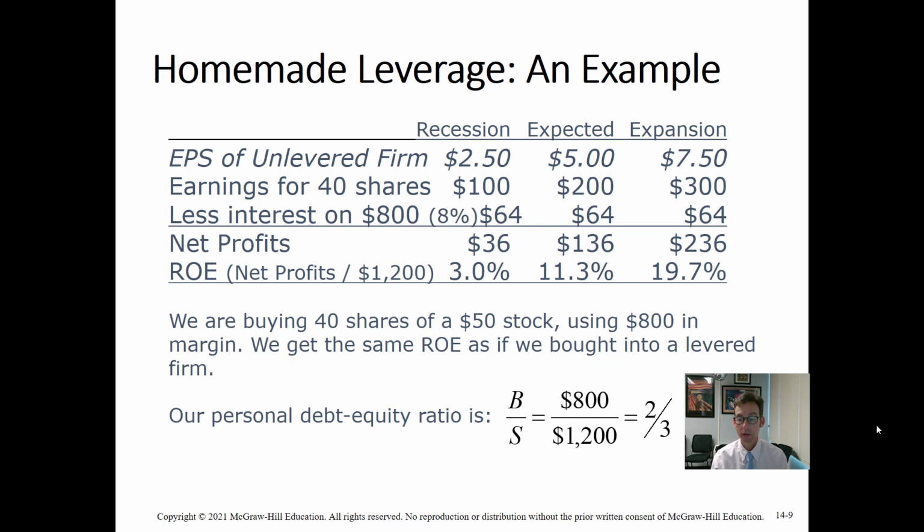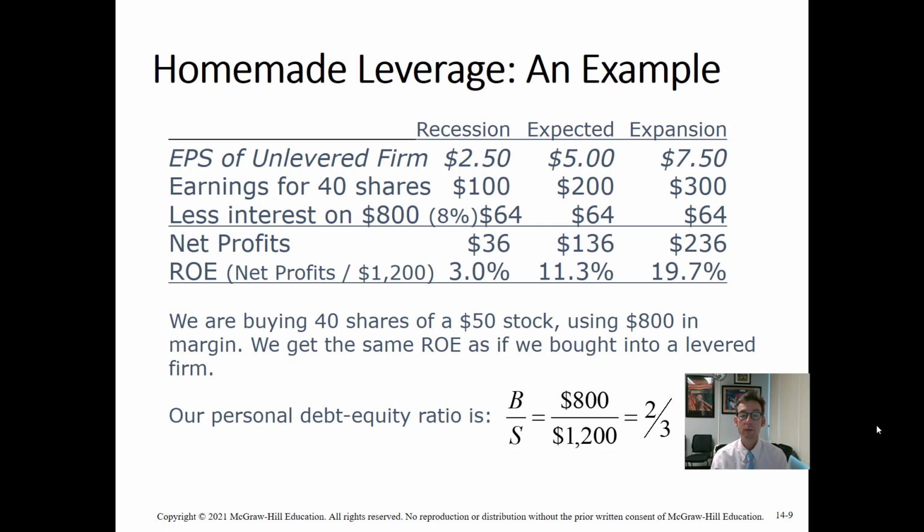And finally, in expansion, for each of those 40 shares, I'm going to be getting $7.50, which gives me $300. But I must pay $64 in interest because of the fixed cost of debt financing, and that leaves me with $236 in net profits. Now, 236 divided by 1,200 is 19.7%.